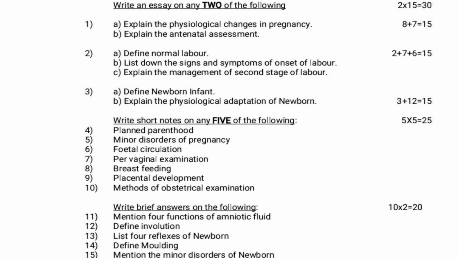Third question, 3A, define newborn infant, which is for 3 marks. 3B, explain the physiological adaptation of newborn, which is for 12 marks. 3 plus 12 is equal to 15 marks.